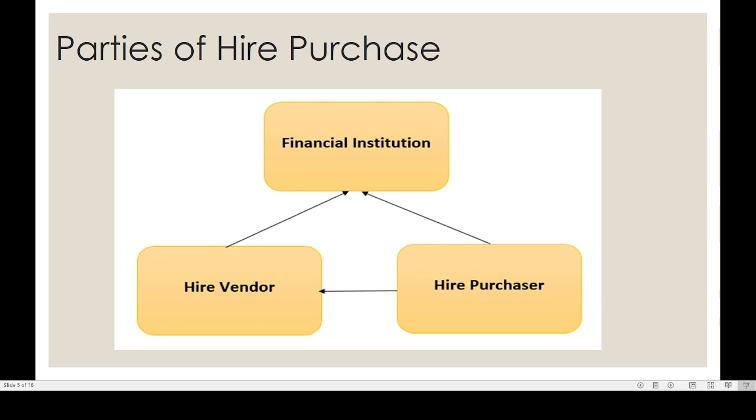Financial institution role is very, very important in case of hire purchase system. Whichever bank is acting in between the hire vendor and the hire purchaser, that is called a financial institution. So these are the three parties which are involved in the hire purchase system.